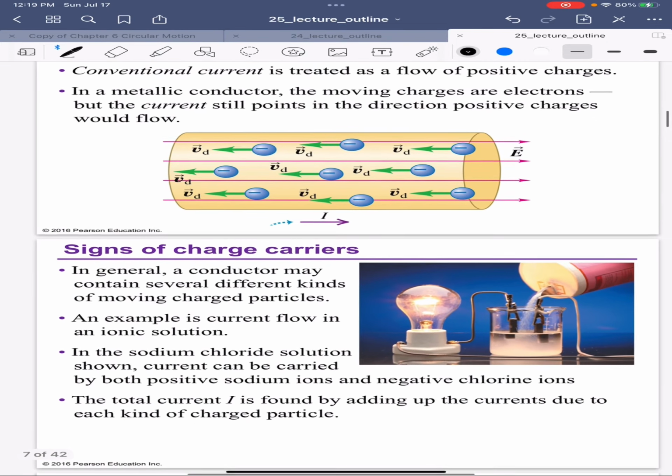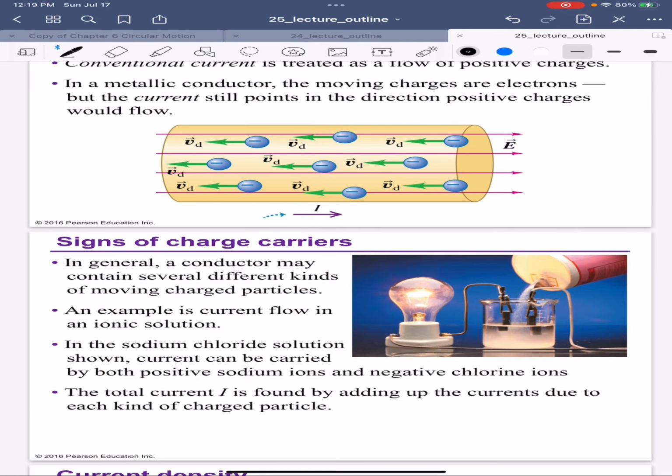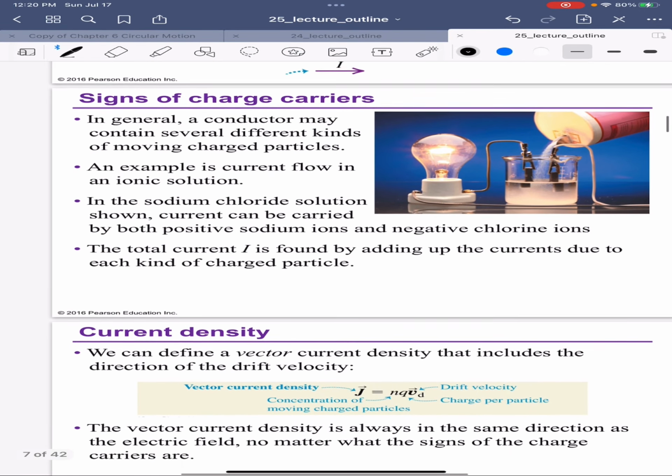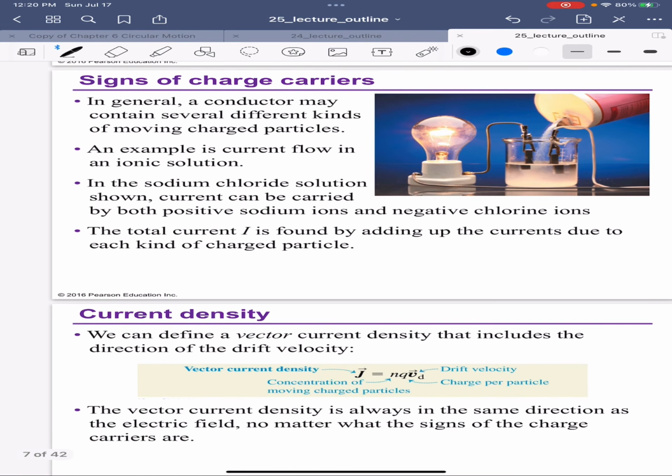Now also, we will say in general, conductors contain several different kinds of moving charged particles. If we have an ionic solution, then we might find negative and positive ions moving. For example, in NaCl solution, we will find Na positive and Cl negative. The total current I is found by adding up the currents due to each kind of charged particle.